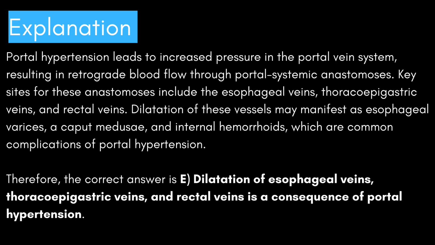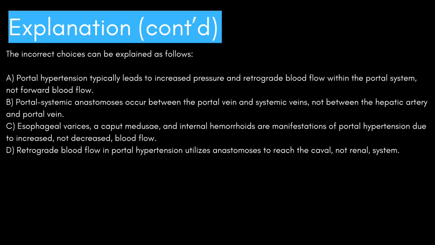Dilatation of these vessels may manifest as esophageal varices, a caput medusae, and internal hemorrhoids, which are common complications of portal hypertension. Therefore, the correct answer is E. Dilatation of esophageal veins, thoracoepigastric veins, and rectal veins is a consequence of portal hypertension. All right, let's go ahead and see why the other answer choices are incorrect. The incorrect choices can be explained as follows.